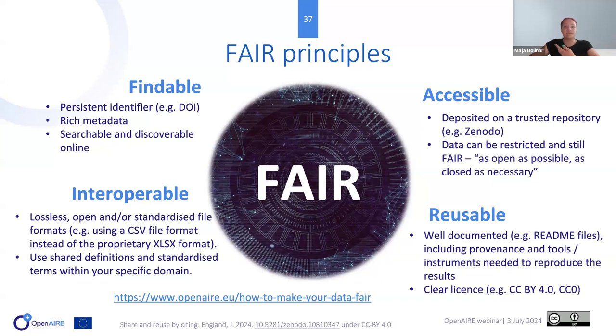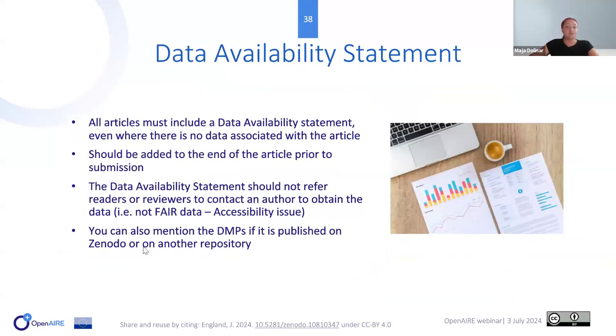All these aspects are what we call the FAIR principles. But again, this is just a quick overview, and if you're not familiar with them, I really advise you to look into more detail to get familiar with them and also to be able to fill in this part of the data management plan. You also need to provide a data availability statement in your article, even if there is no data associated with your article. This should be added to the end of your article prior to submission. What is important here is that you should never tell your readers or reviewers in the statement to contact you directly in order to obtain the data, since this is not in line with the FAIR principle of accessibility. You should always have a repository that shares your data.